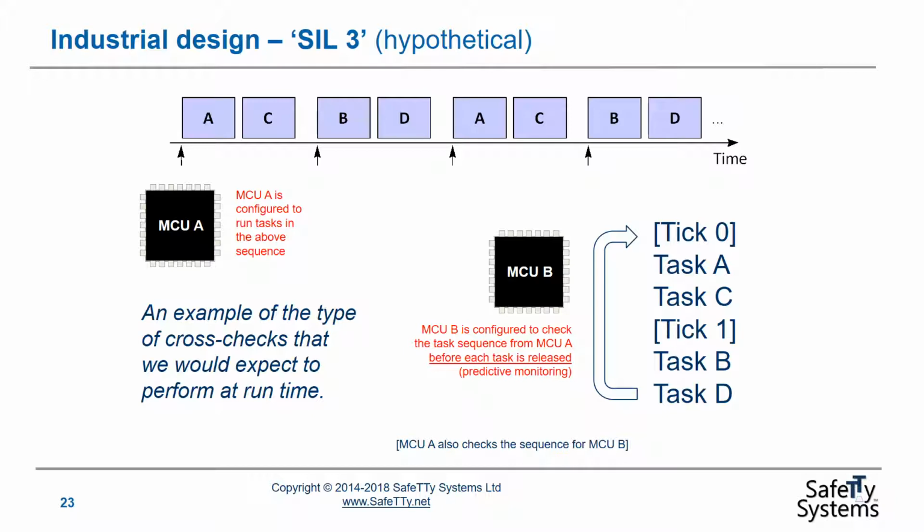Just imagine that, for example, task D releases the airbag in an automotive application. In this kind of design, we can double check before we release the airbag that this is an appropriate action that we should be performing, and we increase our confidence that the airbag will only be released when it's appropriate to do so in the application. This is very powerful. This form of predictive monitoring is very powerful and it can only be achieved in a time-triggered design.